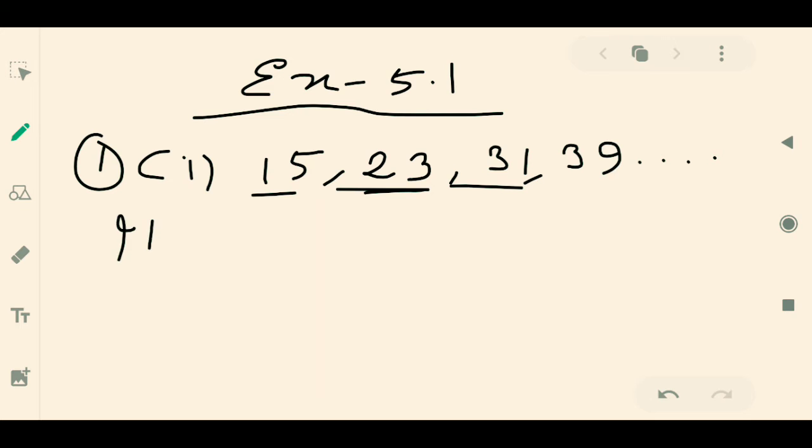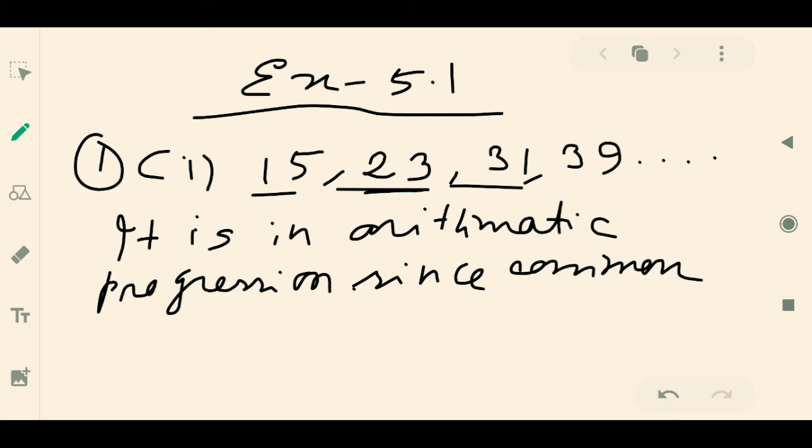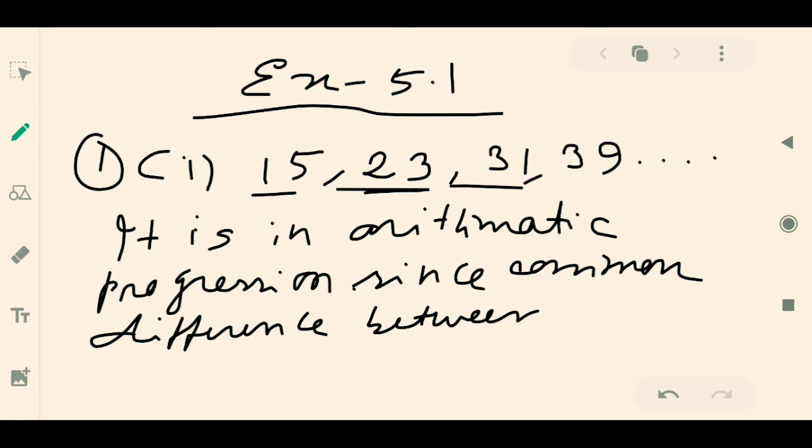So we can write it is in arithmetic progression. In short, we can write AP also. And the reason is what? Since the common difference between the terms is equal. So the common difference is equal.